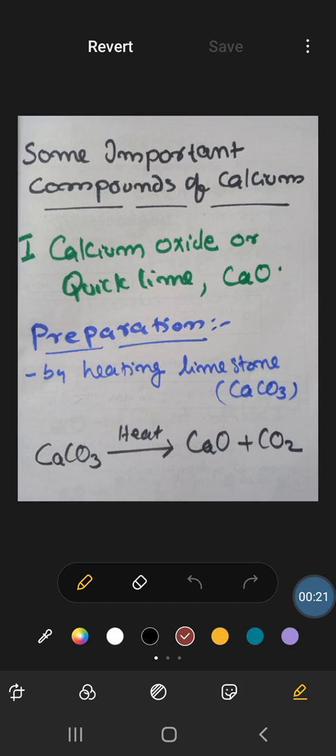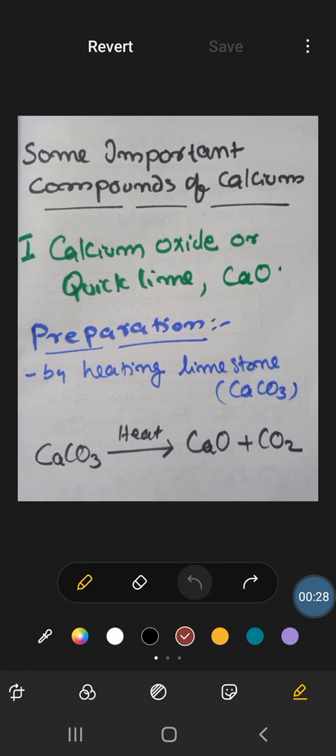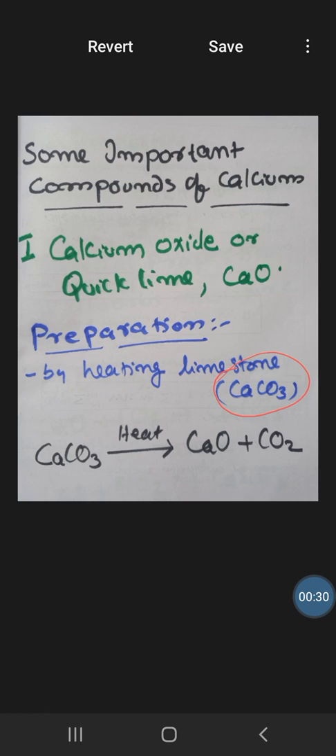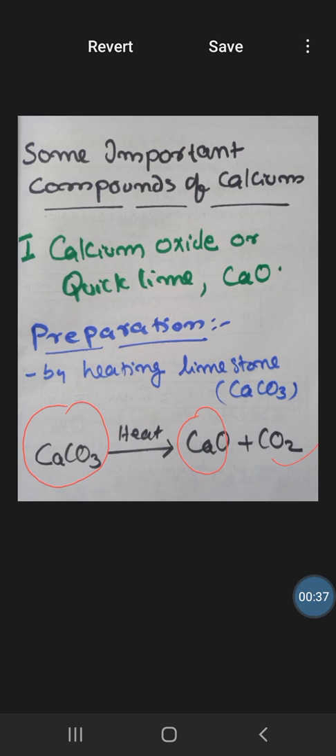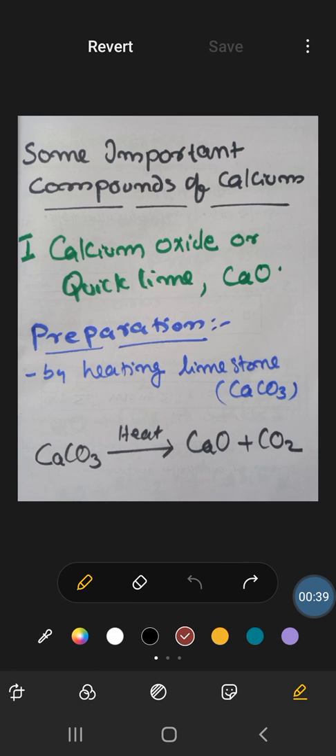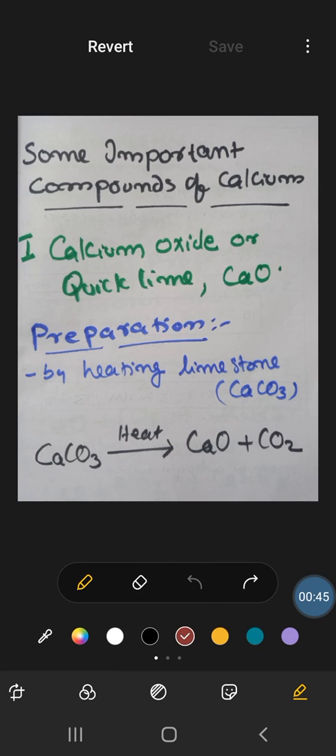Method of preparation. Calcium oxide is prepared by heating limestone. Limestone is chemically calcium carbonate. So if you heat calcium carbonate, you get calcium oxide and carbon dioxide. Or thermal decomposition of calcium carbonate will give calcium oxide and carbon dioxide. So in this way you can prepare calcium oxide or quicklime.